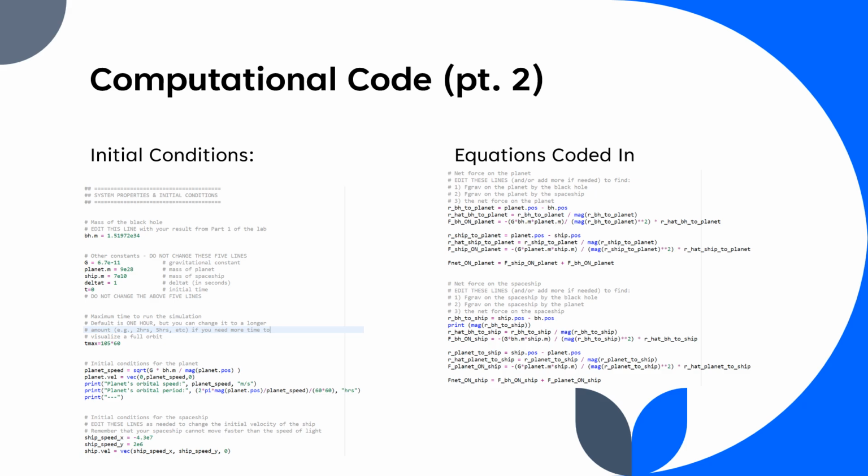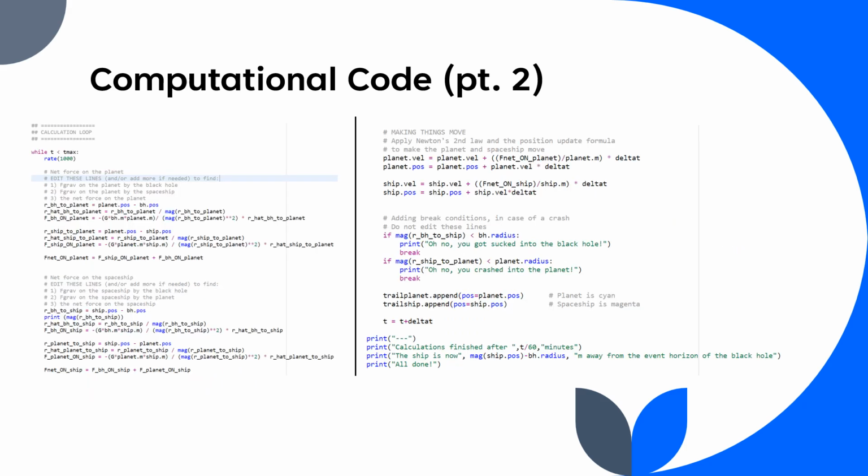Here are some introductory aspects to my computational code for part 2, such as the initial conditions with the mass of the black hole found in part 1 now coded in, and the initial velocity of the spaceship found through a trial and error method, along with some initial equations coded in, the first being the net force on the planet, and the second being the net force on the ship. Here is the computational code for part 2 in its entirety, with there being two systems, the star and the planet, and the surroundings being the black hole and space.